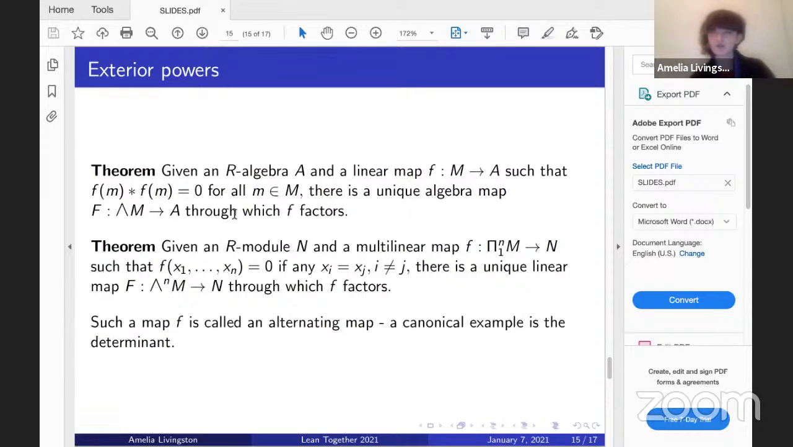And in comparison, the universal property of the exterior powers has a bit more meat to it, because it says for all n multilinear maps where they map to 0 if some of the entries are the same, will factor uniquely through a linear map from the nth exterior power. And the Fs, the maps in this statement, are called alternating maps, and a good example is the determinant of a matrix, where the arguments are the rows or the columns.